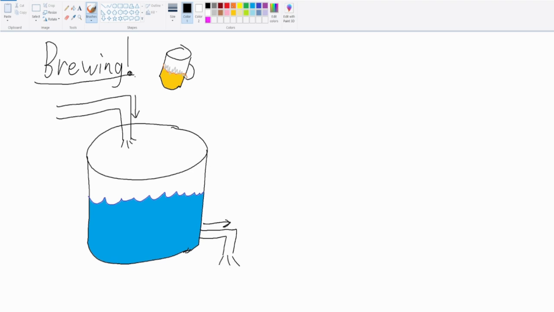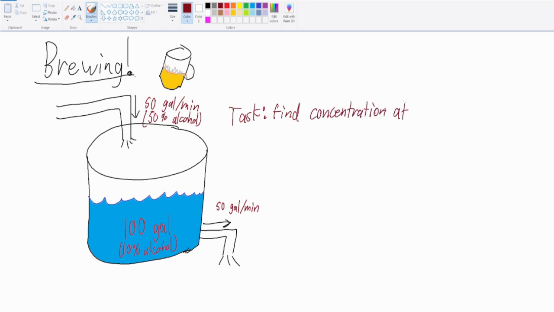So let's look at an example problem. Let's say we have a 100-gallon tank which is full of water, and let's say it has 10% alcohol in it. We're going to pour solution in at a rate of 50 gallons per minute with a solution that is 50% alcohol. We will then drain the tank at a rate of 50 gallons per minute. So what we want to know, after we switch on these valves, what's the concentration of alcohol going to be in the tank? And this is the job of a differential equation.